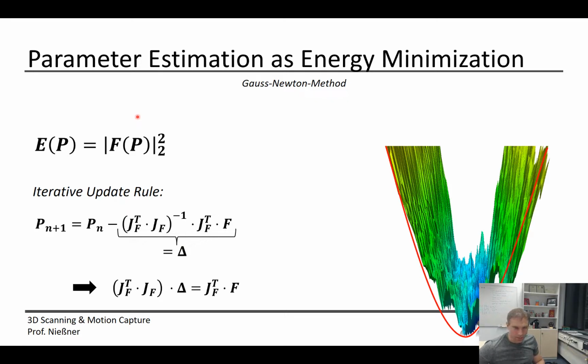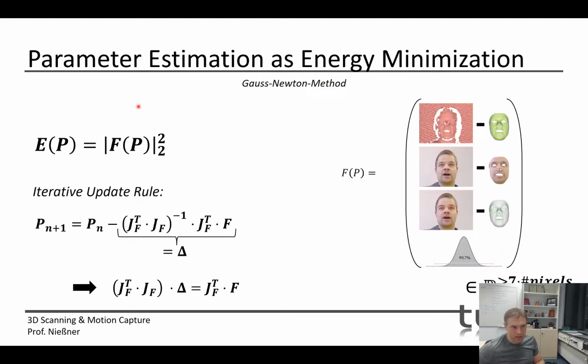Okay, so what does it mean again? Just as a reminder, these residual terms are basically all the stuff we've discussed before, right? We have the distances in depth space, the distances in color space, and the distances in landmarks, and we have the regularizer that says don't deviate too much from the average face.